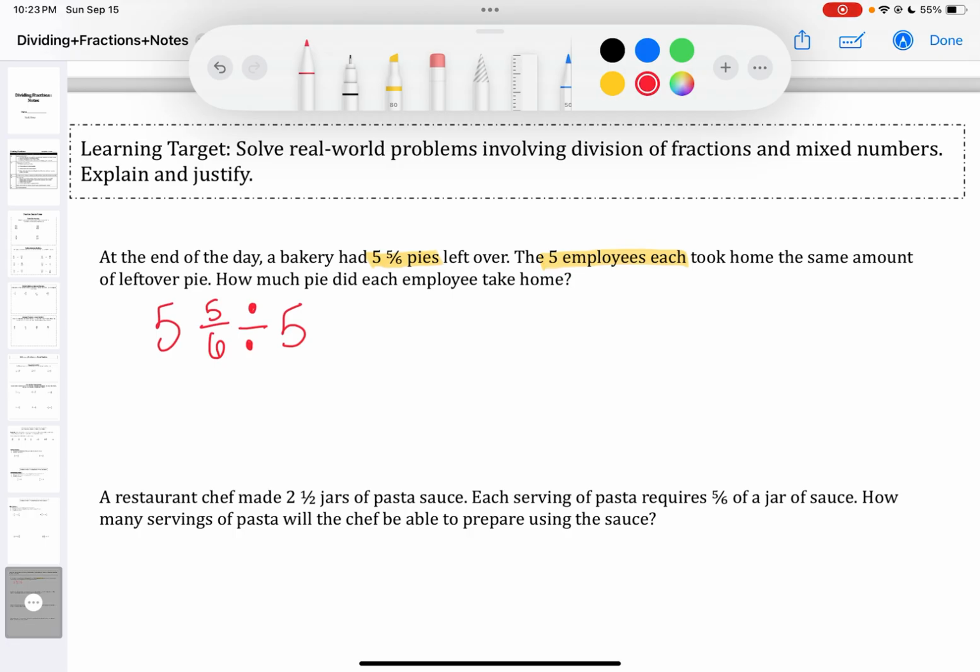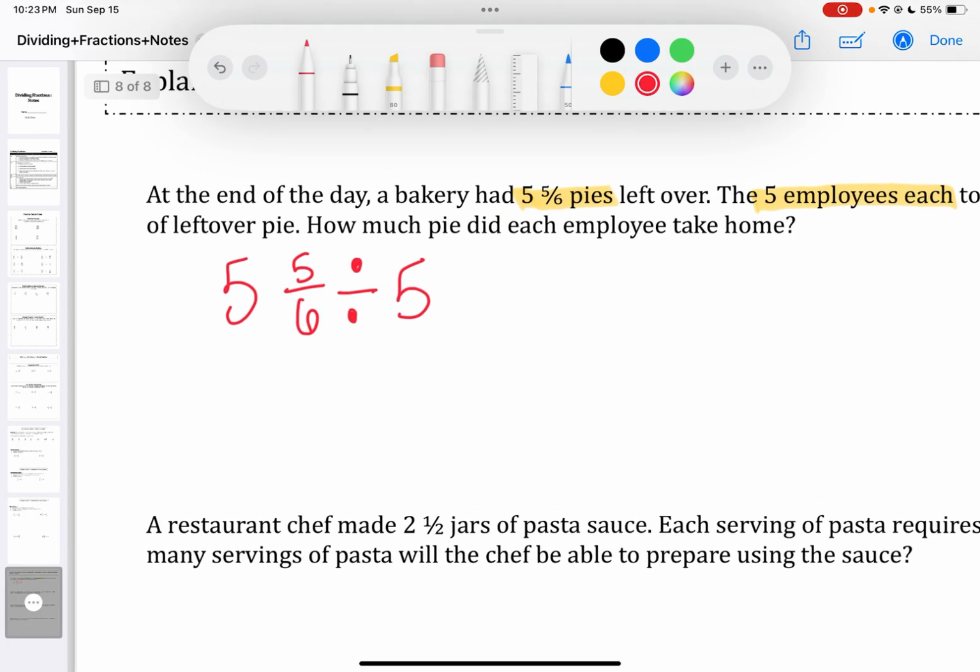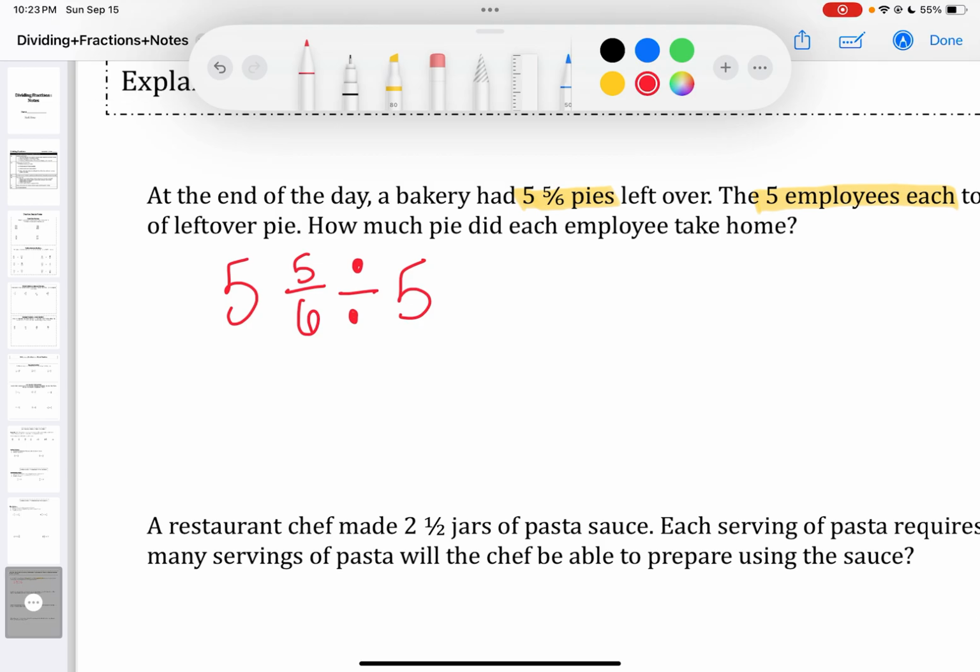So now that we have our equation set up, we're going to handle it like we learned yesterday. I'm going to start by turning this mixed number into a fraction. So 5 and 5/6, I'm going to keep my denominator the same. I'm going to multiply these two numbers and add that to my numerator. 5 times 6 is 30. 30 plus 5 is 35.